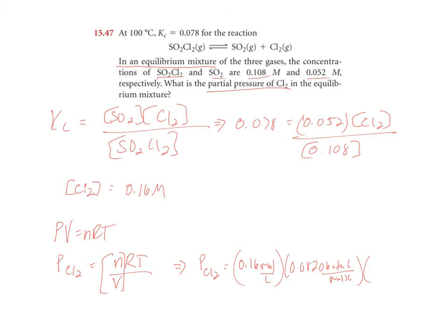And we have 100 degrees Celsius, so that is going to be in Kelvin, 100 plus 273, 373 Kelvin. And here your pressure works out to 5 atmospheres.